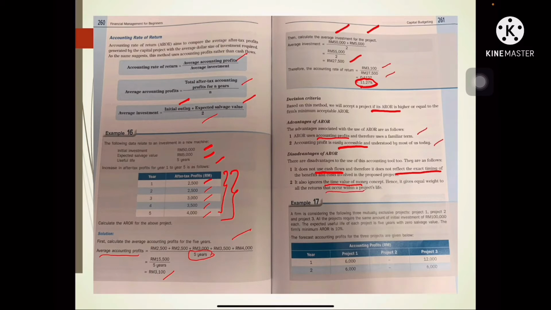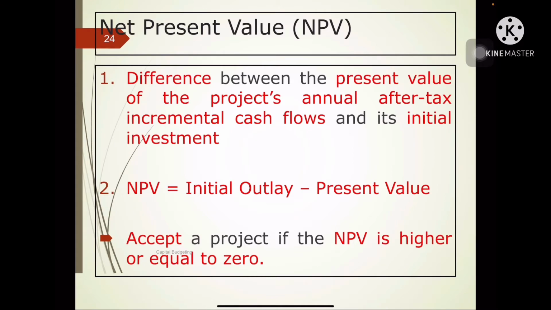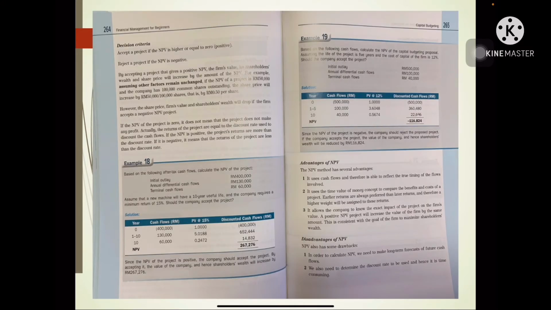Okay, now we move on to the discounted cash flow, net present value. So what is net present value? We would like to find the difference between the present value of the project's annual after-tax incremental cash flow and its initial investment. So the formula is present value minus initial outlay. We are going to accept a project if the NPV is higher or equal to 0. If the project's NPV is positive, it means that the company already has the extra money.